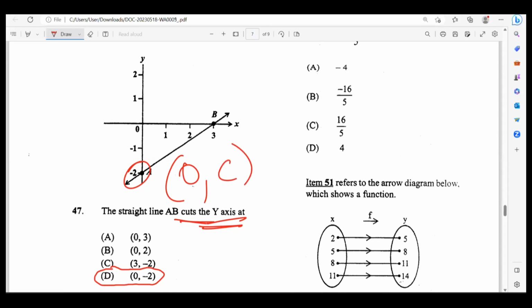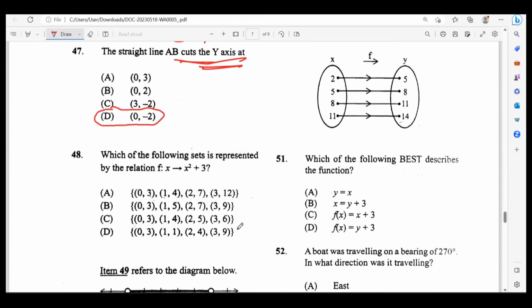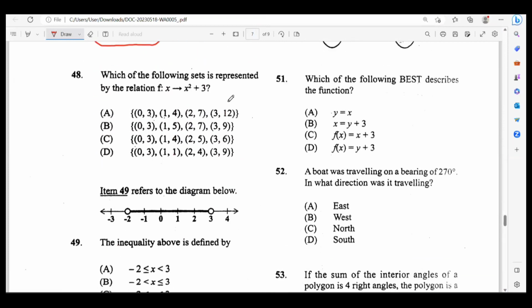Every single y-intercept. 48. Which of the following sets is represented by the relation? This is the same thing as just saying x squared plus 3. So here it is, x squared plus 3.